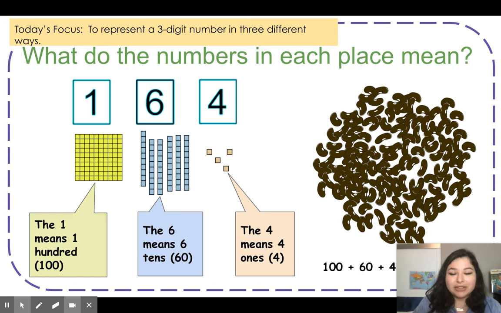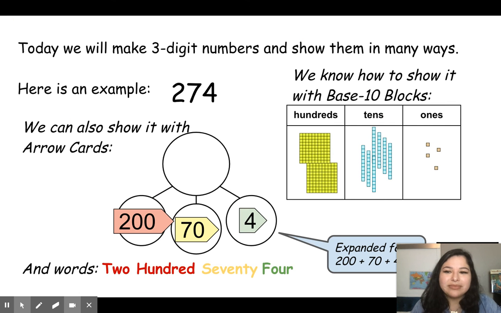So that's just a little bit of review. As we talked about last week, you guys are going to have a chance today to manipulate your own base 10 blocks digitally to show your numbers. I'm really excited to see what you work on. Today we will be making three-digit numbers, and we're going to show them in many ways. Here are a couple different examples.